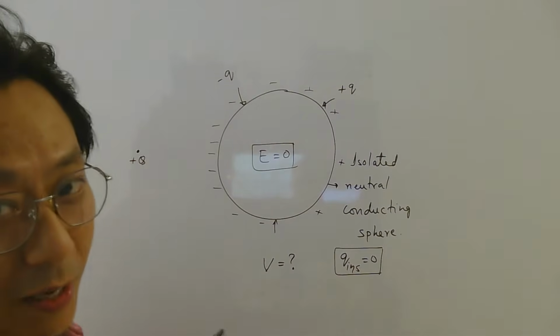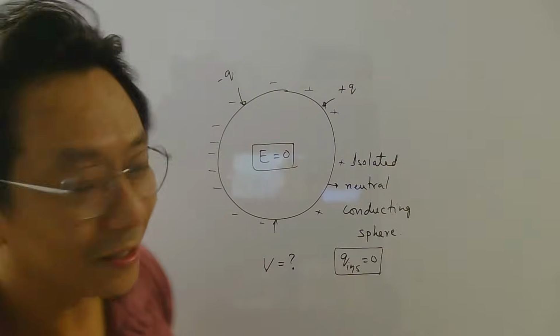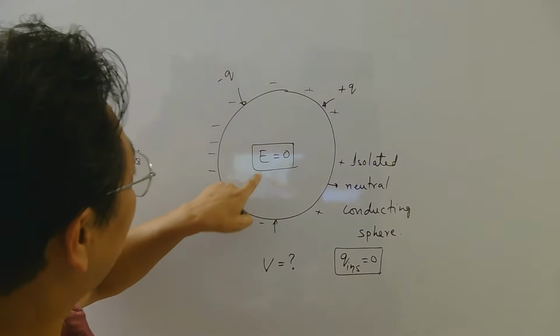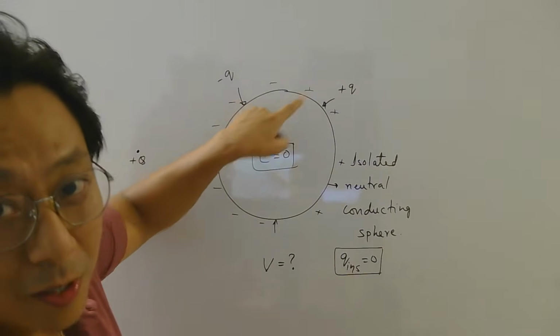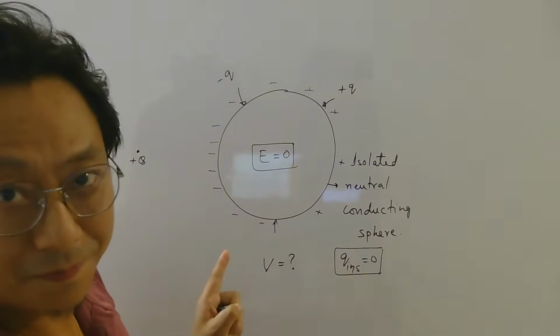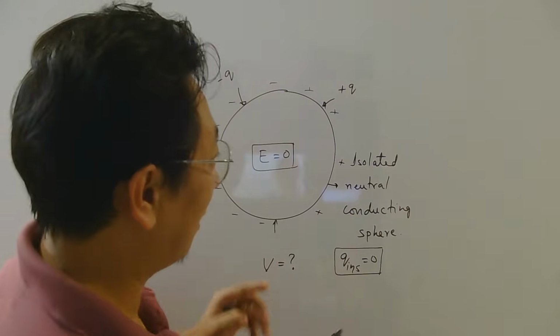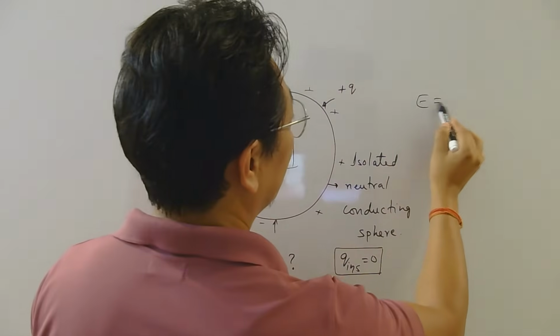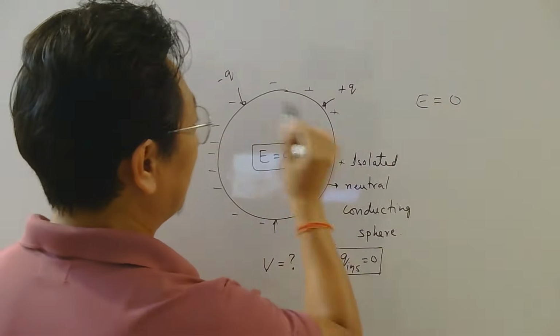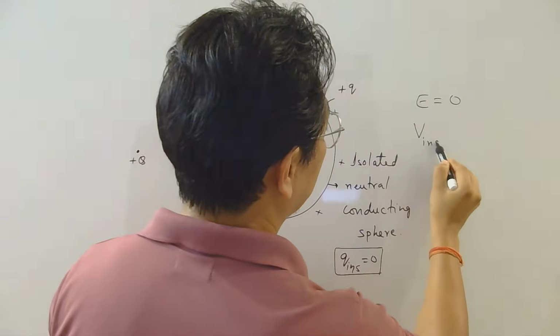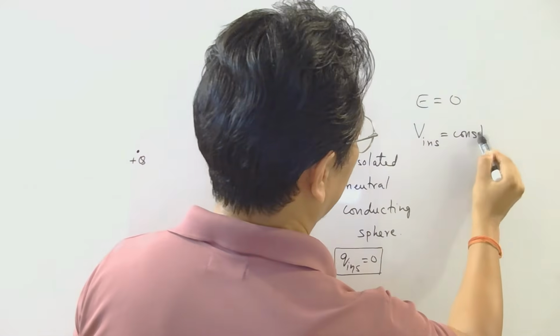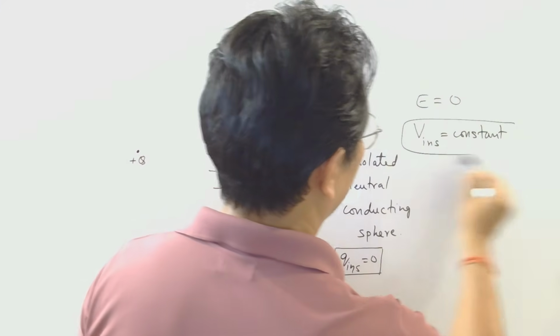This is what is called electrostatic shielding, right? So the total electric field inside the conductor due to charges outside must be 0. And if electric field is 0 at every point inside, then potential inside must be constant. This is very, very important.